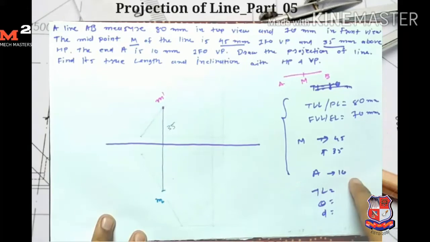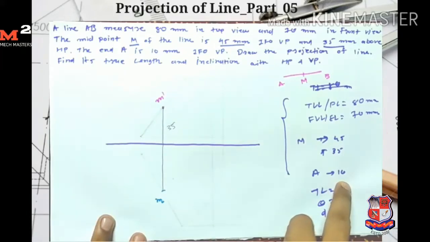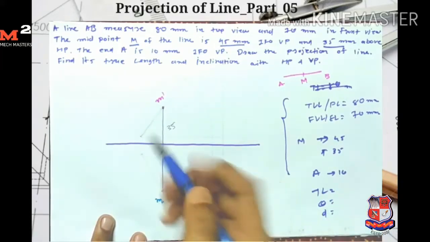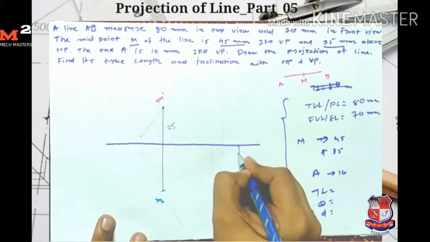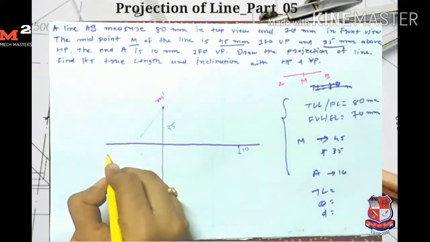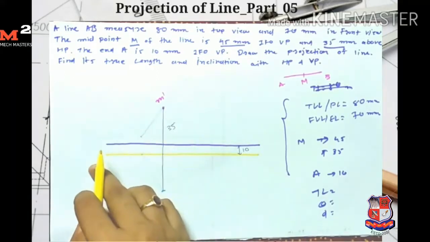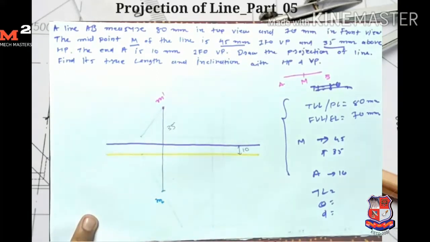Now the point A is 10 mm in front of VP. I don't know where the point A is, but it is 10 mm in front of VP. So from here I measure the 10 mm distance and draw the locus for point A, so I get the point A on this line. Its distance from the reference line is 10 mm.